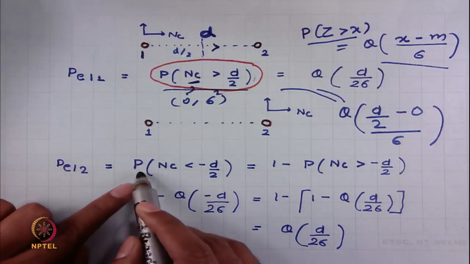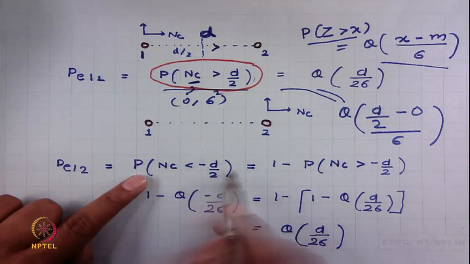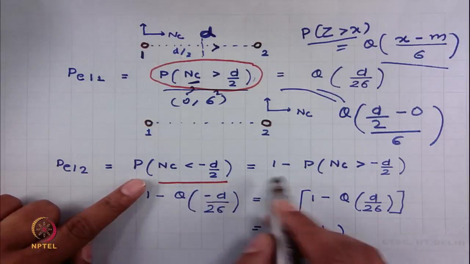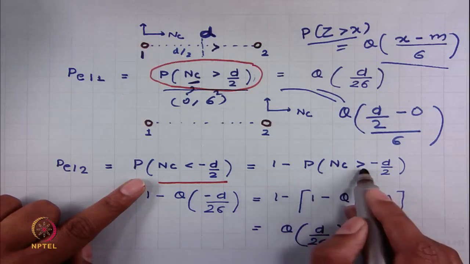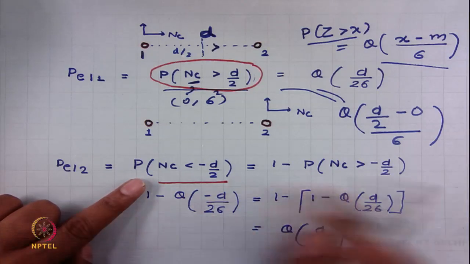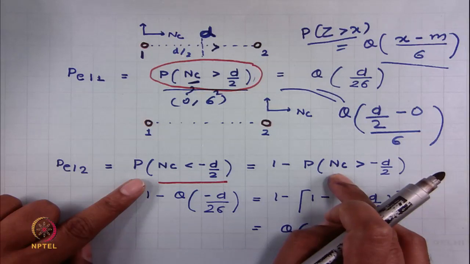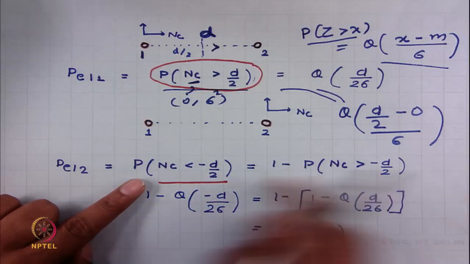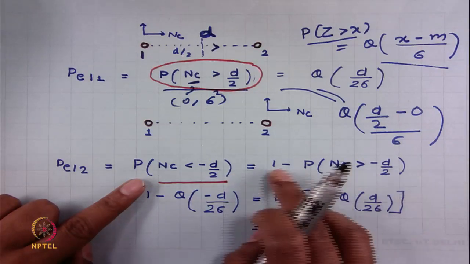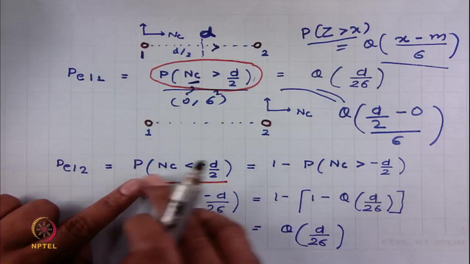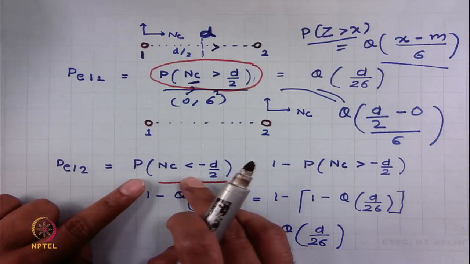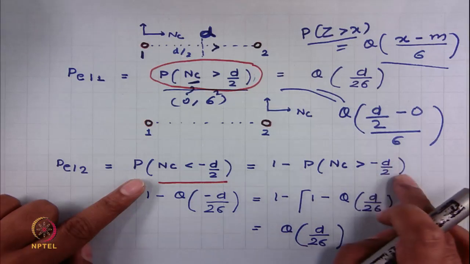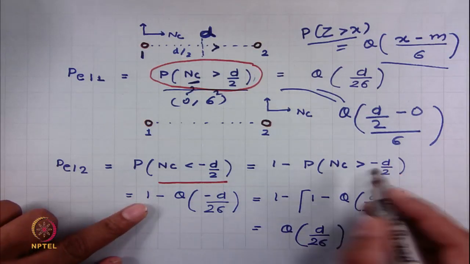Similarly, if I have to find the probability of NC less than minus d by 2, the probability of this event can be understood as 1 minus the probability of NC greater than minus d by 2, because either the numerical value of the random variable will be less than minus d by 2 or it will be greater than minus d by 2, and the sum of these two probabilities should be 1. So, the probability of NC being less than minus d by 2 is simply 1 minus the probability of NC greater than minus d by 2. And what is this?